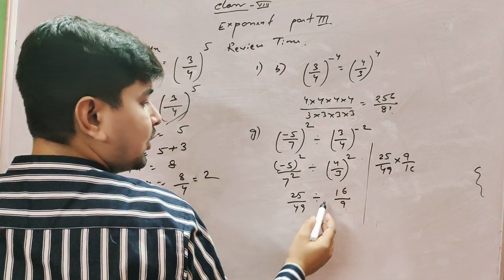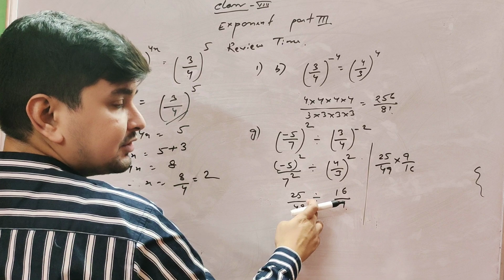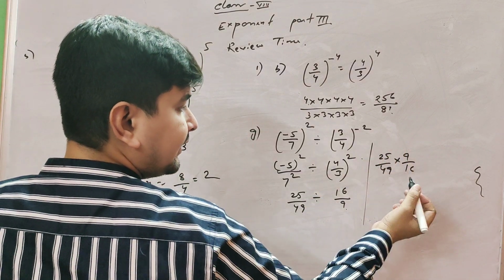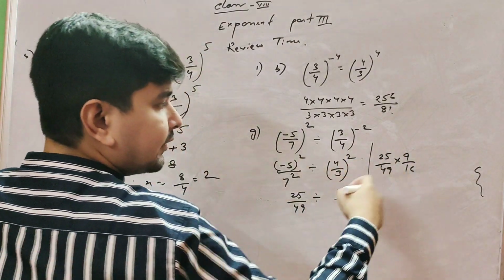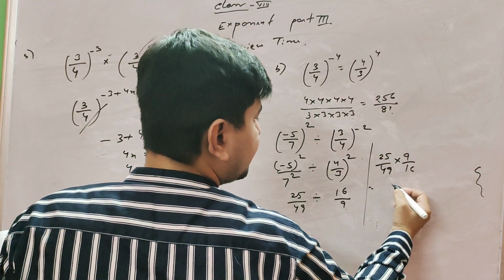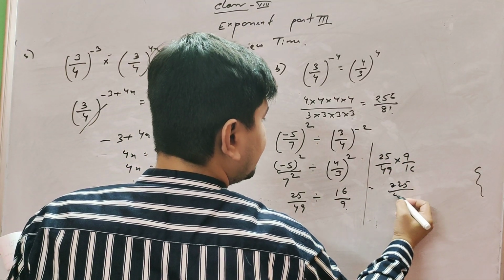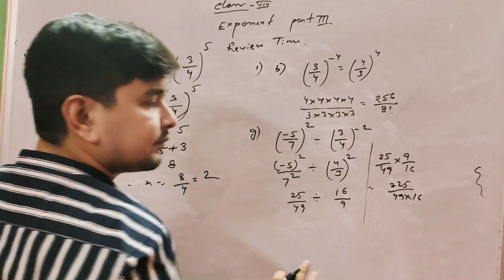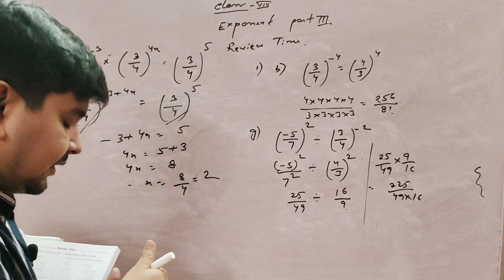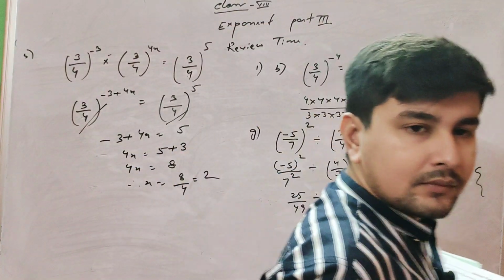We know very well that when you change the sign, division into multiply, it automatically gets reciprocated. Okay, so there is no cutting, so we multiply 25 into 9 and 49 into 16. Whatever answer you find, multiply. Okay, note it down.